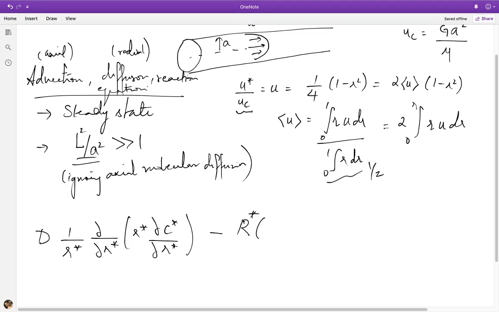So I'm just going to call the rate expression capital R, and that capital R is a function, of course, of the concentration. So this term denotes the reaction rate. And this must be balanced under steady state by the convection term. U is, of course, a known function of r, as I've written up here.